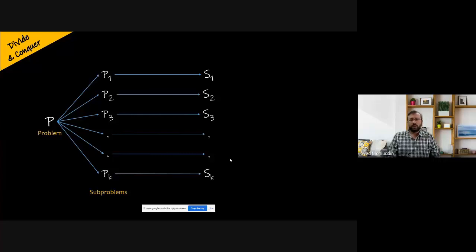Then the conquer part is, when we have the solution to each of the sub-problems, we combine these sub-solutions to get the solution to the original problem P. So here P is the original problem, which is divided into sub-problems P1, P2, P3 till Pk. Each problem can individually be solved easily, and those solutions, the sub-solutions S1, S2, S3 till Sk, are combined to get a solution S to the original problem.